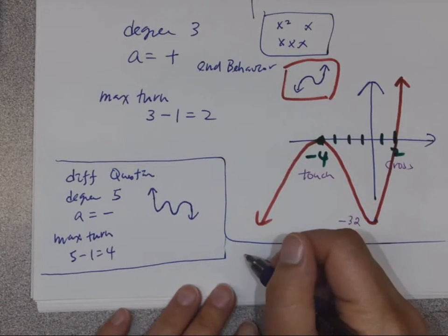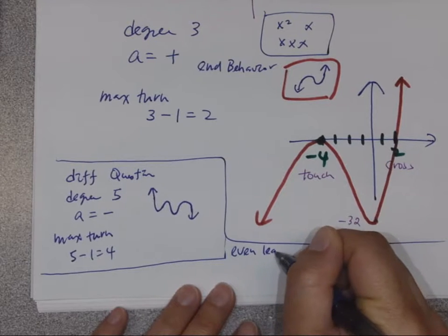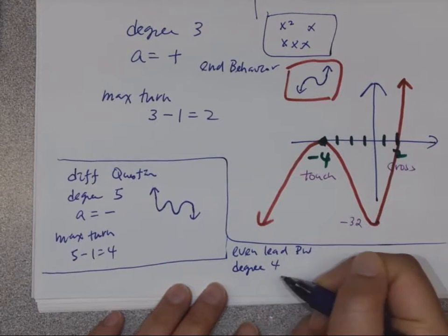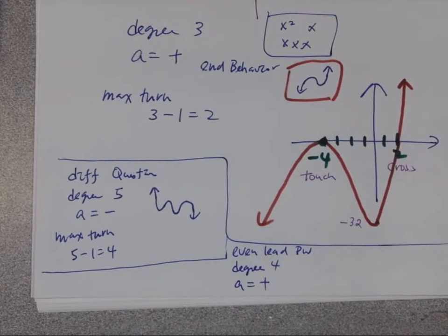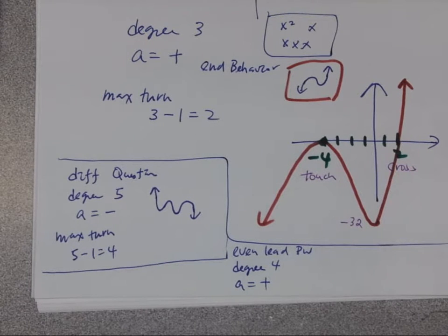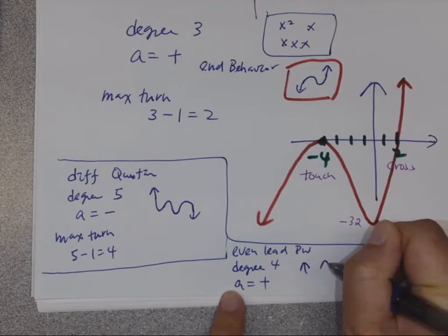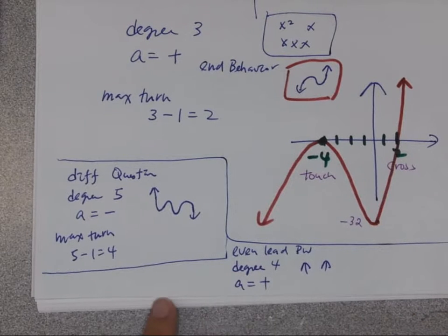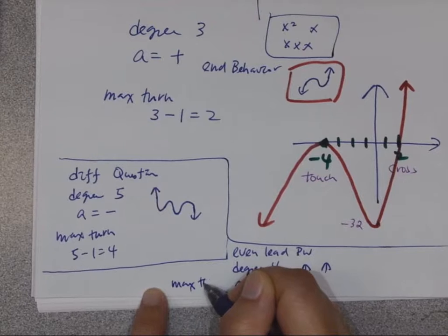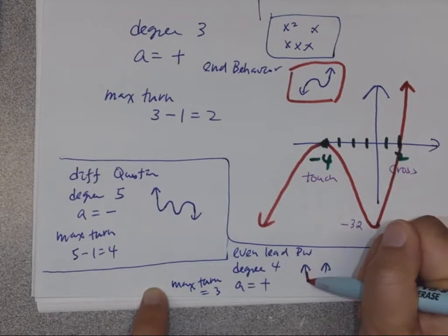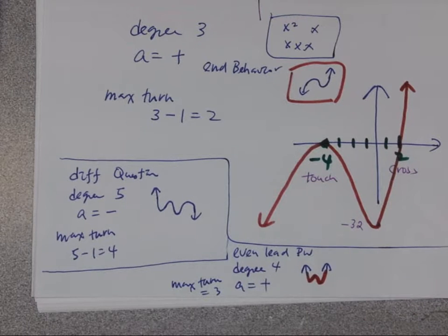How about if I have an even leading power? So say this is a degree 4 with a positive. So you want to think about something you know, like quadratic with the square. So quadratic with square, what is the end behavior? Both sides are going to be up for a equal to positive. So if it's degree 4, the maximum turn is going to be what? 3. So 1, 2, 3, like a W.